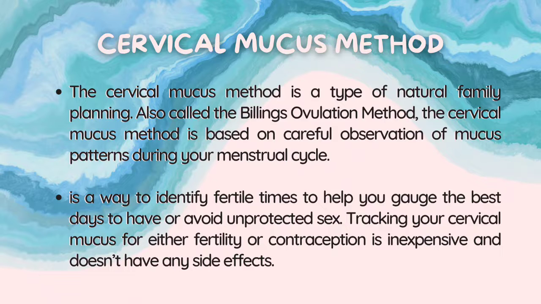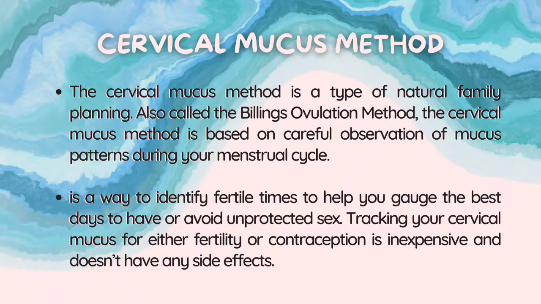avoid unprotected sex. Tracking your cervical mucus for either fertility or contraception is inexpensive and doesn't have any side effects. Before ovulation, cervical secretions change, creating an environment that helps sperm travel through the cervix, uterus, and fallopian tubes to the egg. By recognizing changes in your cervical mucus, you can try to pinpoint when you're likely to ovulate and when you're most likely to conceive.